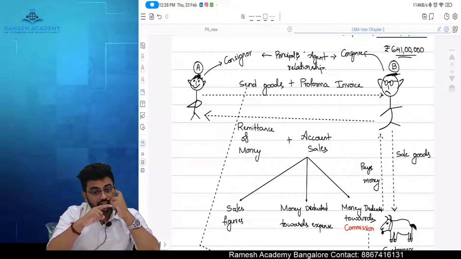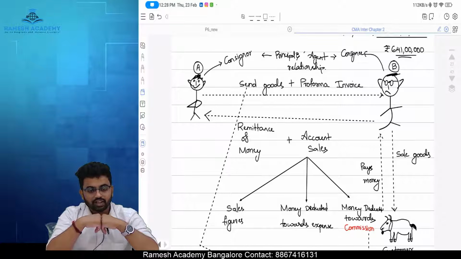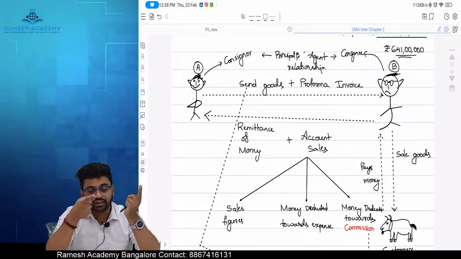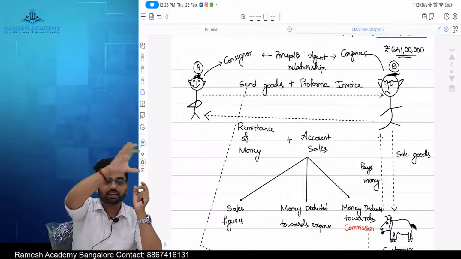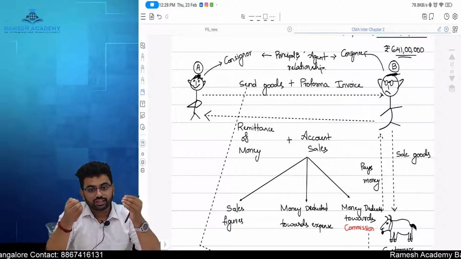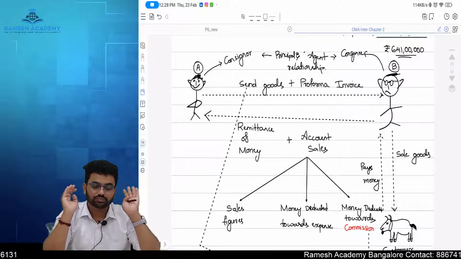Also, when the consignor sent the goods, he might have taken some advance from the consignee, which means the consignee had already paid some amount. Now he will deduct that too. If any advance is paid, that also he will deduct.